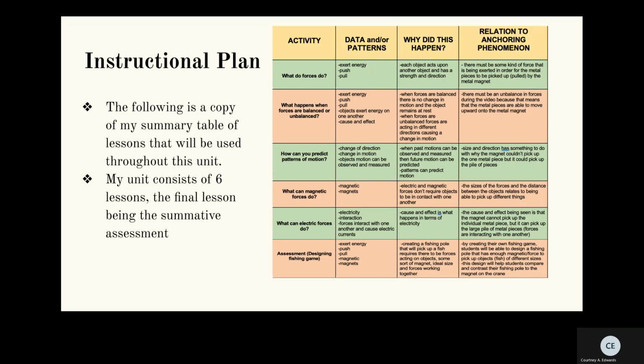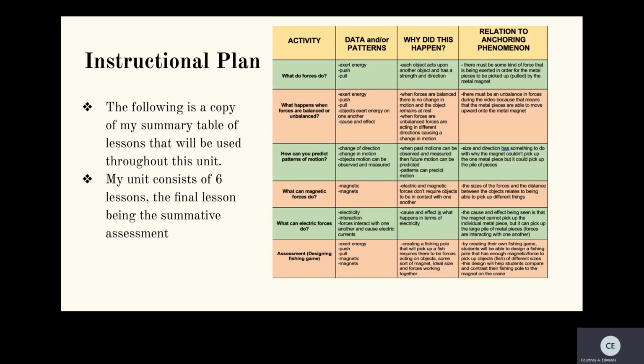For lesson 2, it is called What Happens When Forces Are Balanced or Unbalanced. So the purpose of this lesson is for students to identify how different forces are acting upon specific objects and how both have strength and direction. Data and/or patterns that will be observed during this lesson are exert energy, push, pull, objects exert energy on one another, cause and effect.